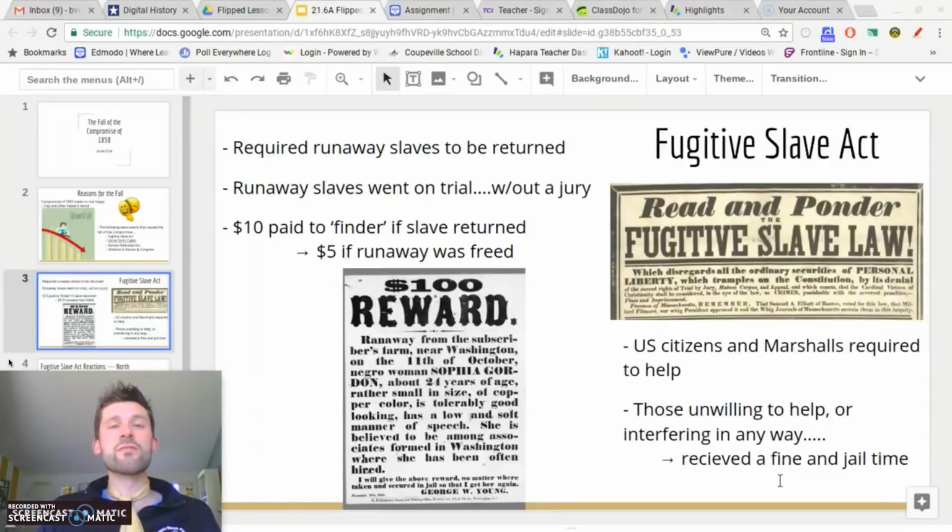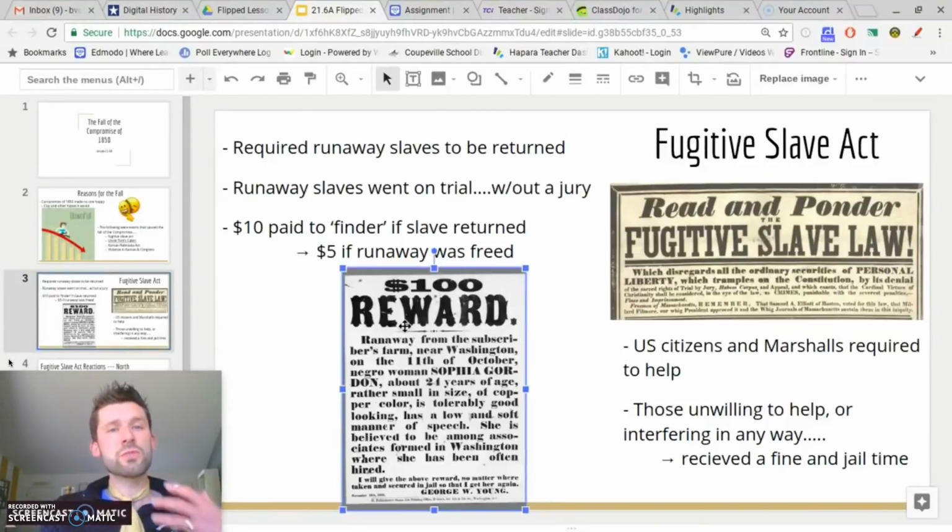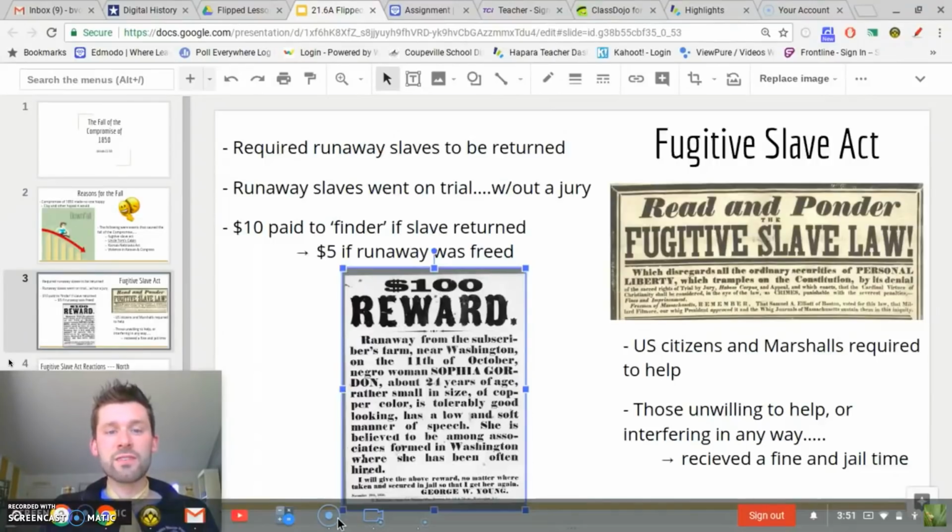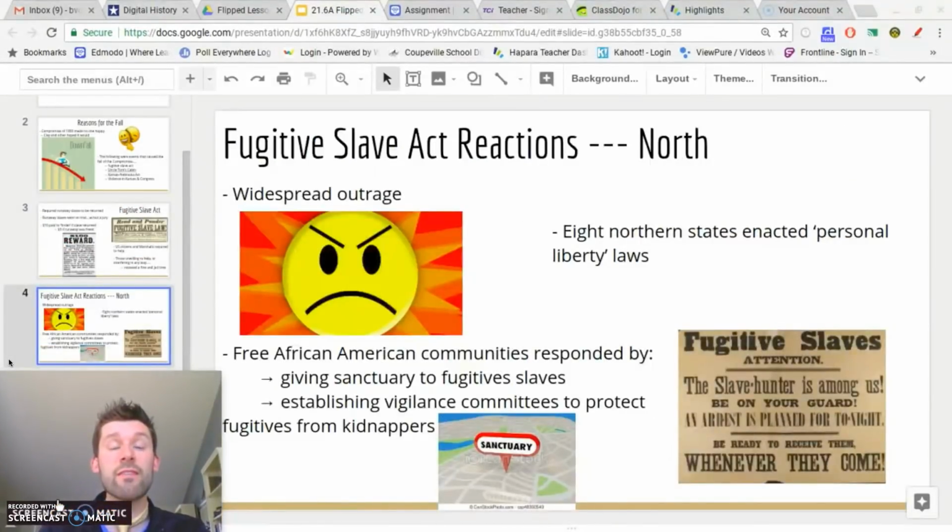So all these emotions and these events were ideas about the Fugitive Slave Act that both the North and in some aspects maybe the South didn't like, because a lot of these were enforced in the North. So this was the first event that started the downfall of the Compromise of 1850: reactions to the Fugitive Slave Act.